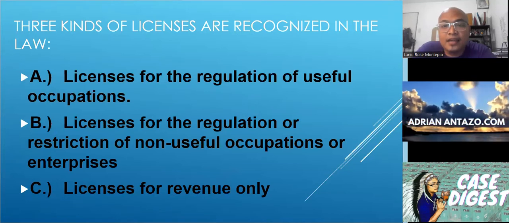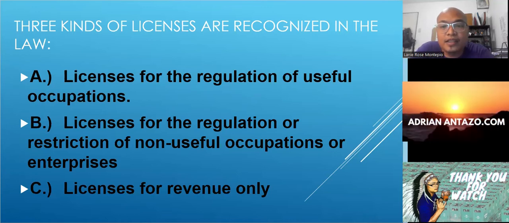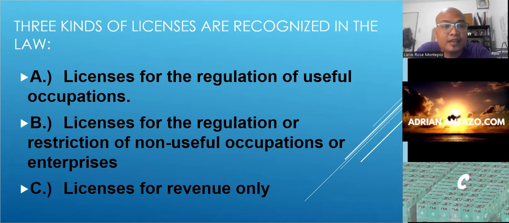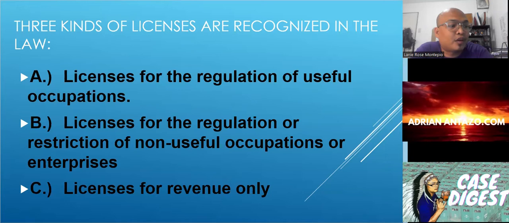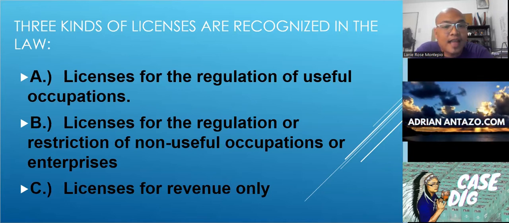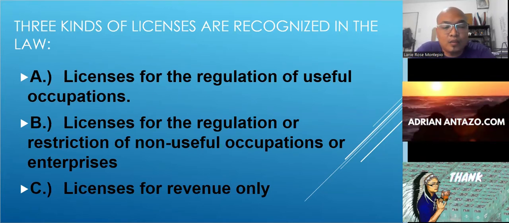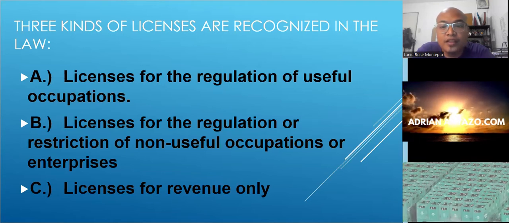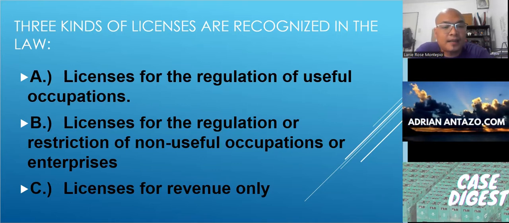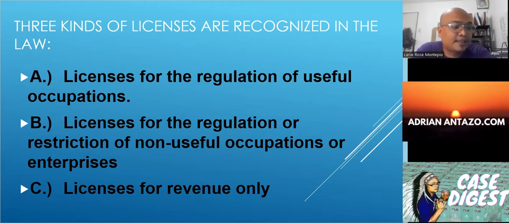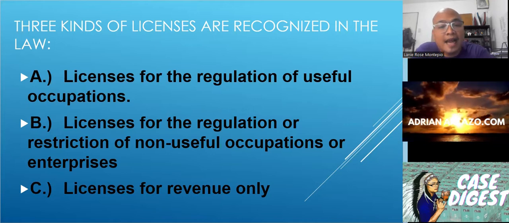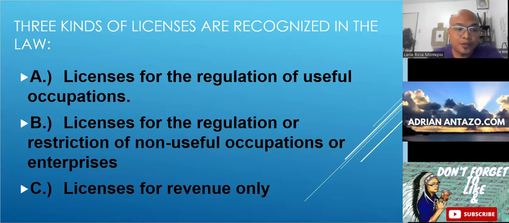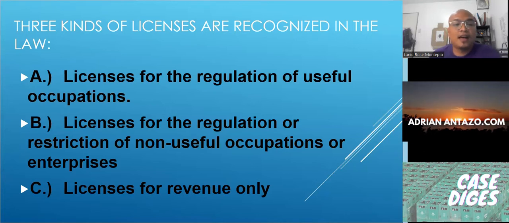Next, there are 3 kinds of licenses which are recognized in our laws. Number 1, you have licenses for regularization of useful occupation. For example, your driver's license, or the PTR, the professional tax receipt, for your licenses. Second is licenses for the regulation or restriction of non-useful occupations or enterprises. An example of this is if you will sell liquors or alak, you also need to get a license for that. And also, we have what we call licenses for revenue. This is for the revenue purposes of the government or of your local government units.